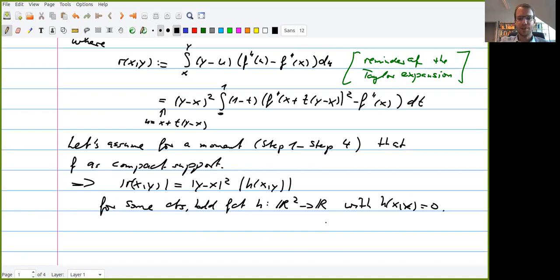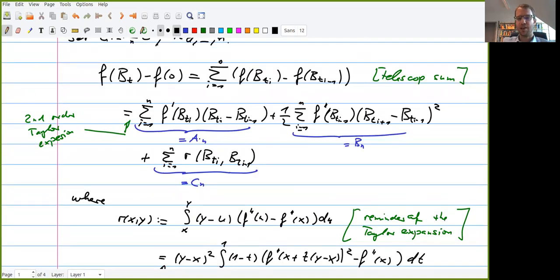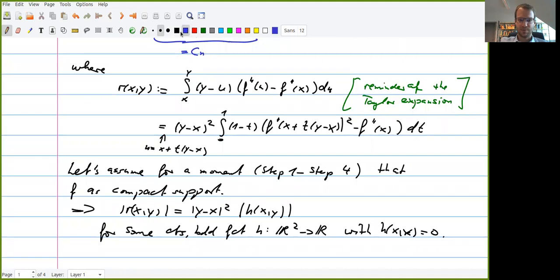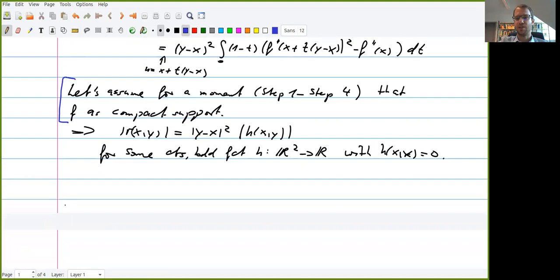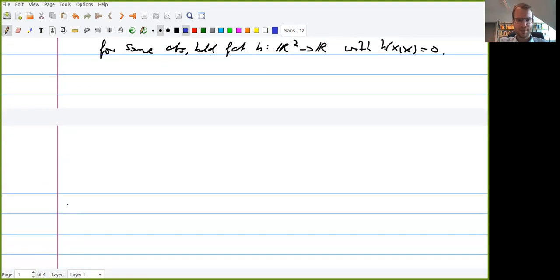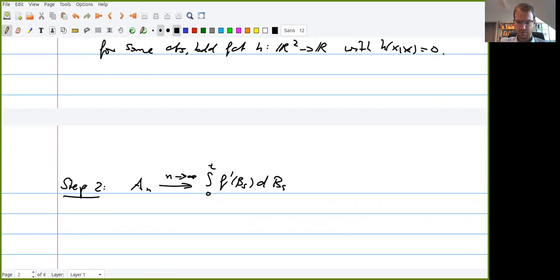Cool. All right. So now let's come back to the terms A_n, B_n, and C_n. We work under the assumption that f is compactly supported, and then we extend it. All right. So step 2 is that A_n goes in probability to the integral. In probability. Okay, well, that's fine. True.